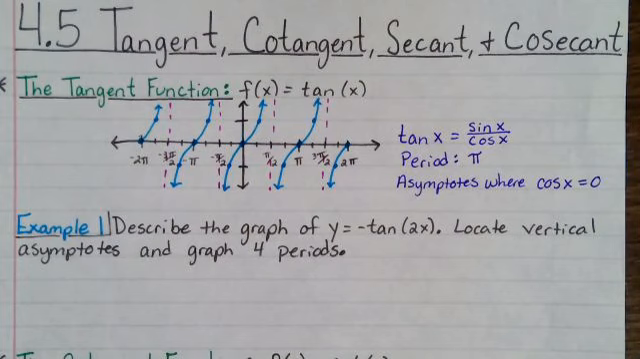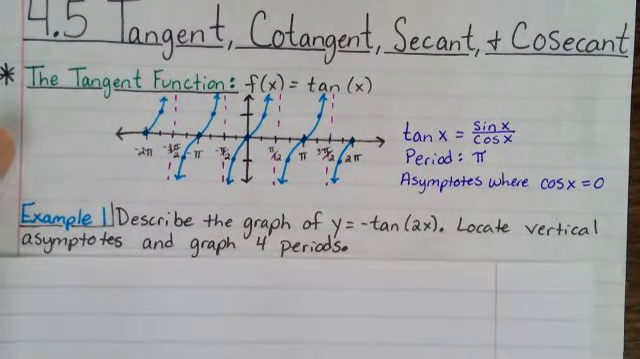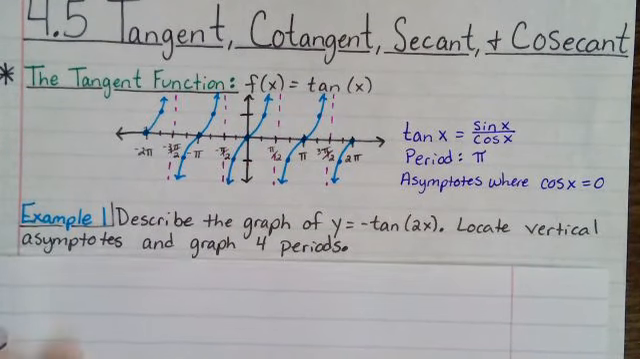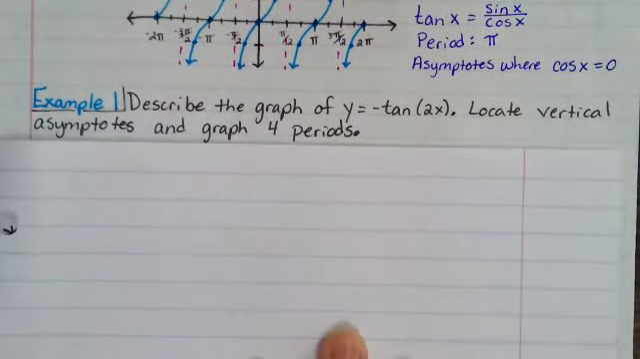Example 1 asks us to describe the graph of y equals negative tangent of 2x. We're going to locate the vertical asymptotes and graph 4 periods worth of this tangent function. So I'll get my other piece of paper here. I'm going to raise this up.